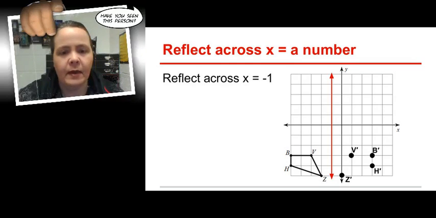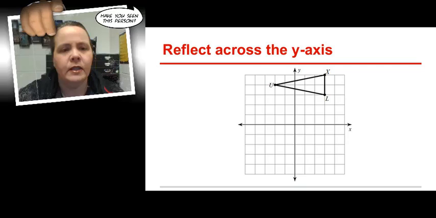And then I'm going to come back and do Z. And Z is 1 unit from the line, and so I go 1 unit to the other side of that line, and I have point Z prime. So now I'm going to just connect all of those, and I have the reflection of my image across the line x equals -1. Now if they gave you x equals some number, you would just move your line and still reflect across it in the same manner.